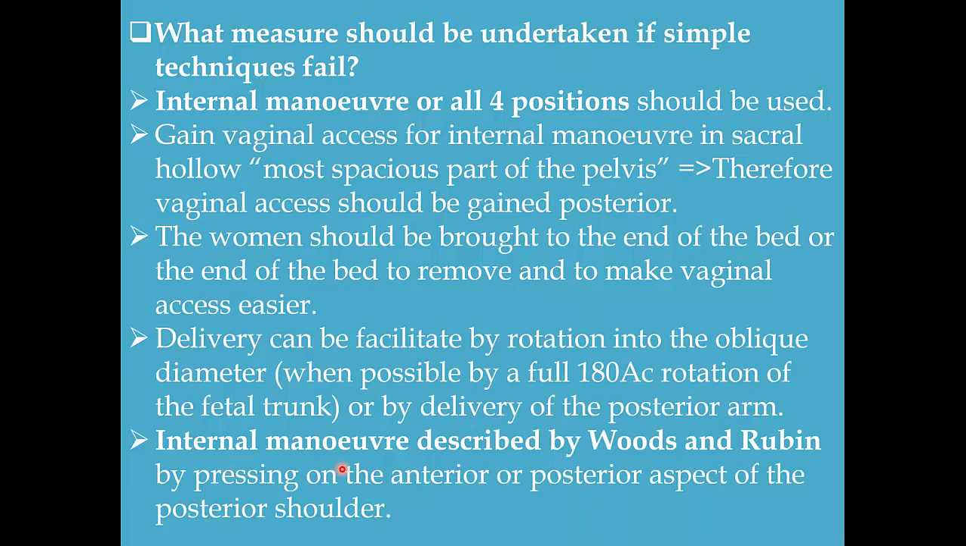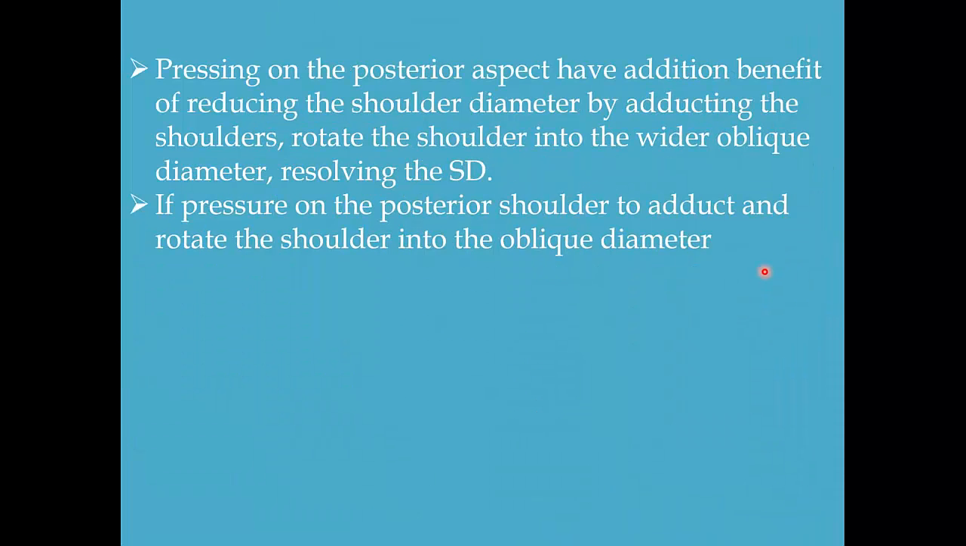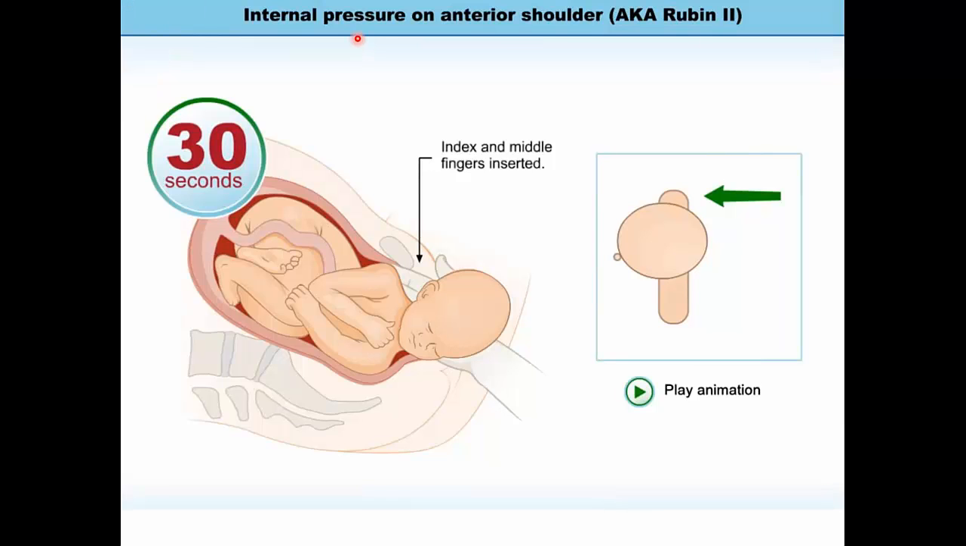The internal maneuver was described by Wood and Rubin, by pressing on the anterior or posterior aspect of the posterior shoulder. We'll discuss it. Pressing on the posterior aspect has the additional benefit of reducing the shoulder diameter by adducting the shoulder, rotating the shoulder into the wider oblique diameter, resolving the shoulder dystocia. Apply pressure on the posterior shoulder to adduct and rotate the shoulder into the oblique diameter. Here, this is about the internal pressure.